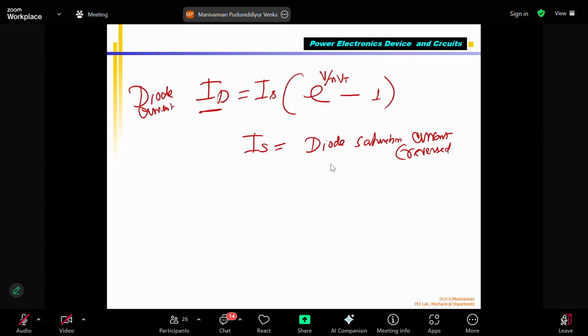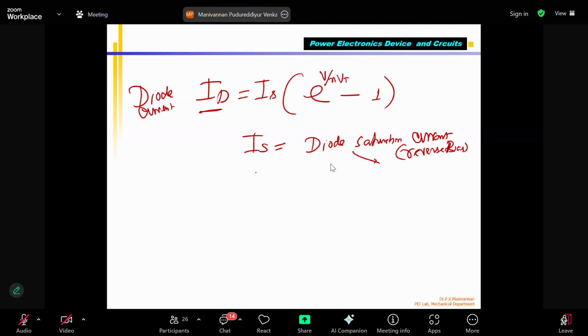This is nothing but the current at reverse bias condition. If I take a diode at reverse bias, what is the current going? Generally, it will be in the order of milliamps to microamps. Very small, depending on diode size, power rating, voltage rating, all those things. So this will be given by the manufacturer. In the data sheet, you can find it.